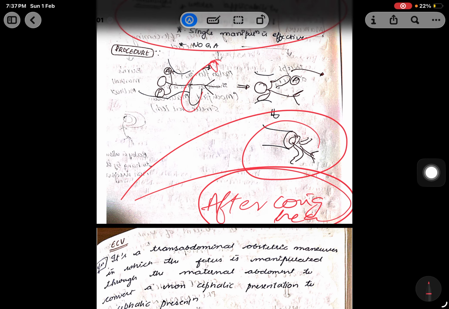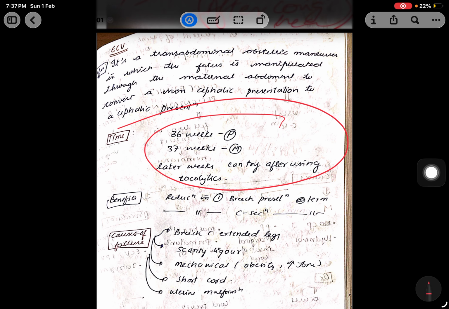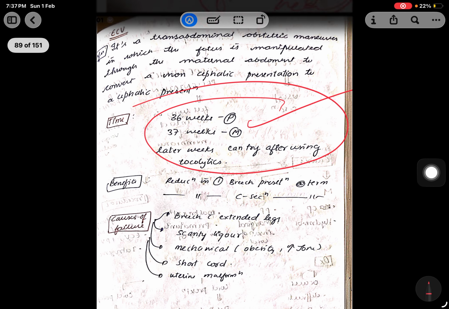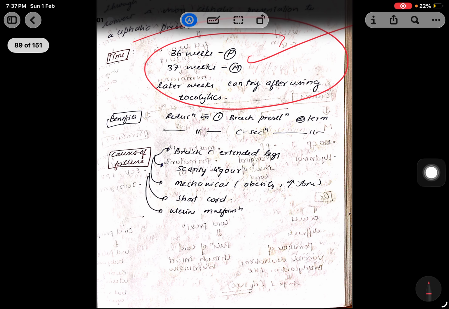How do you deliver it? Okay. Again ECV, that is external cephalic version. One thing you have to keep in mind. Again, as with a C-section, you have to be ready with all your OT things, so that if any complication happens, you should be ready. You should be in a position to go for an immediate C-section also.